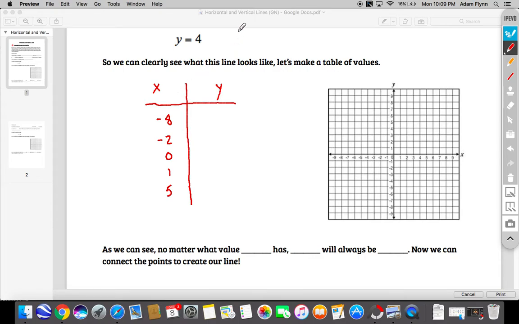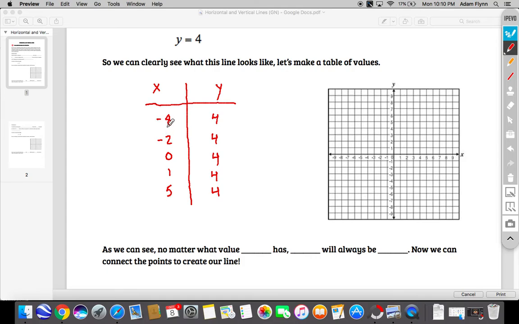What this is saying right here is no matter what my x coordinate is, y is always going to be 4. Y equals 4 always. So that means when x is -8, y is going to be 4. When x is -2, y is going to be 4. Same for 0. Same for 1. And same for 5.